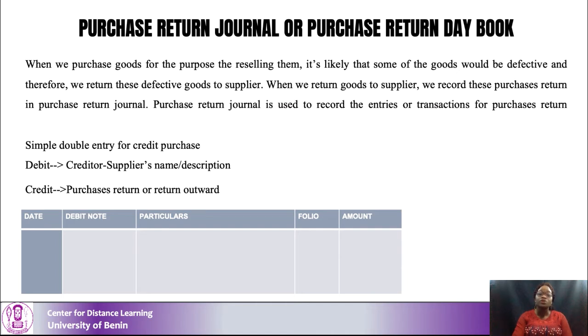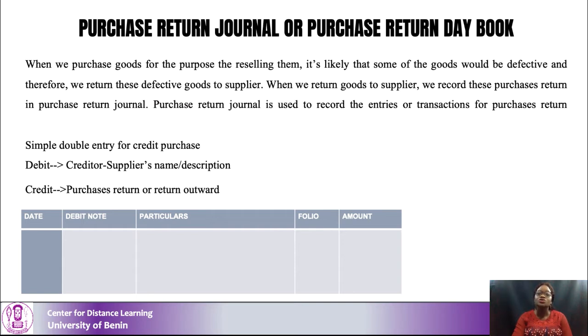Now we go to the purchase return journal or purchase return day book. On the other hand, when we purchase goods from outsiders for us to resell them, or for them to serve as raw materials for us to make other finished products, it is likely that some of these goods might be defective, and as such you may want to return them back to the suppliers. When we return goods to the suppliers, we record this in the purchase returns journal.